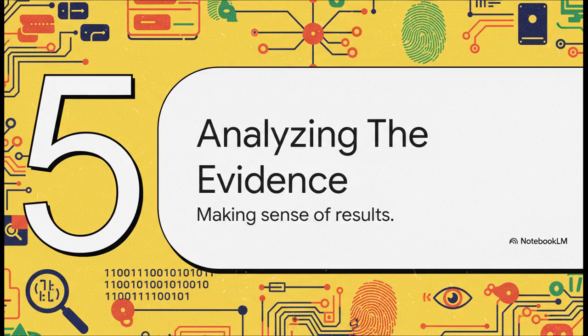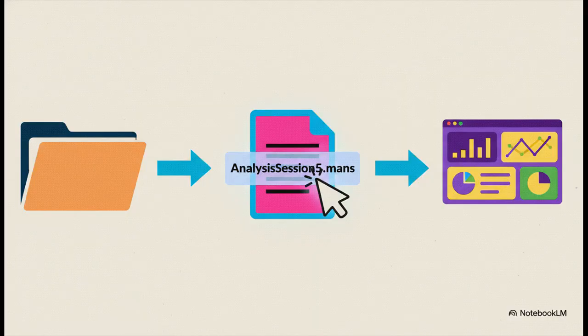The scan has run its course, the scan is complete, all the data has been collected. Now comes the exciting part. We get to analyze the evidence and see what we found. The results get saved into a session folder, and to see what's in there, all we have to do is find the analysis file. In this case, it's named analysis-session5.mans. You just double-click it, and it opens right up in Redline.